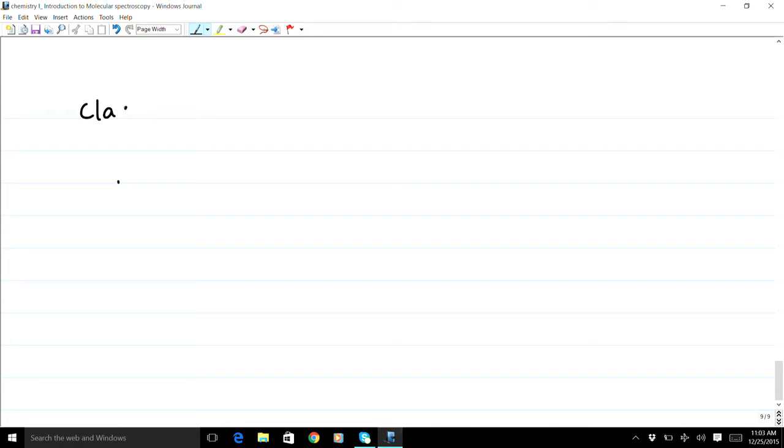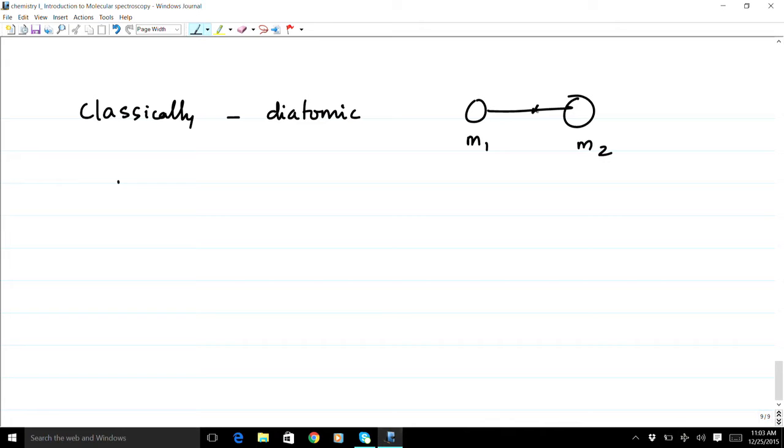Okay. Now, let us see the molecular rotations. Classically, consider the rotational energy for a diatomic molecule about an axis. Suppose the diatomic molecule is M1, M2, and the center of mass is here, and the axis is perpendicular to the bond, because these are the two axes about which the moment of inertia of the molecule is non-zero in the point mass approximation.